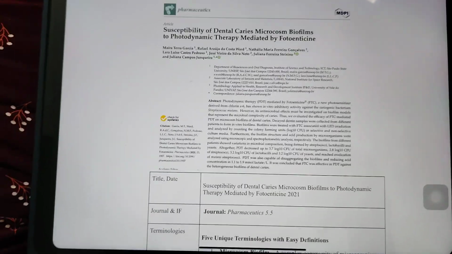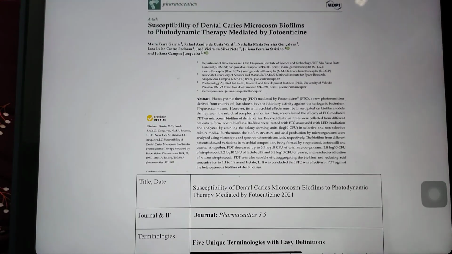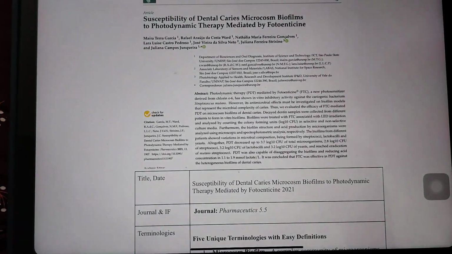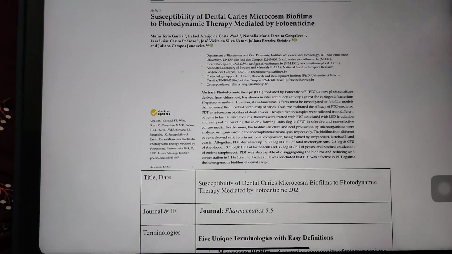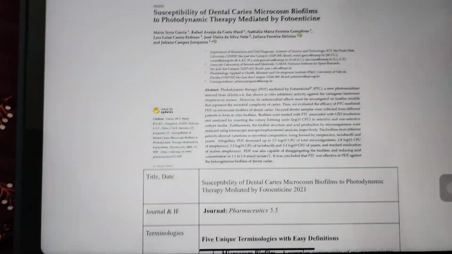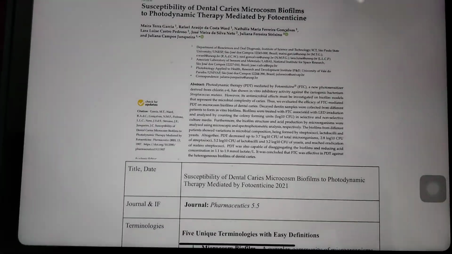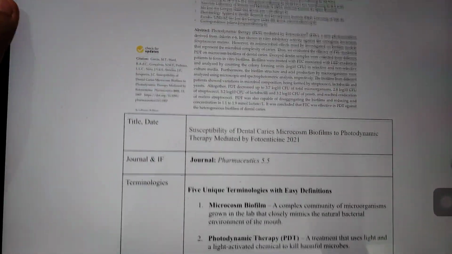Good morning, everyone. Today I will be talking about the journal club topic: susceptibility of dental caries microcosm biofilms to photodynamic therapy mediated by photoenticin. It was published in 2021 in the Journal of Pharmaceutics with an impact factor of 5.5.